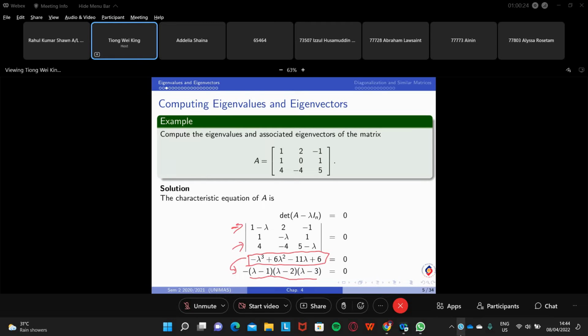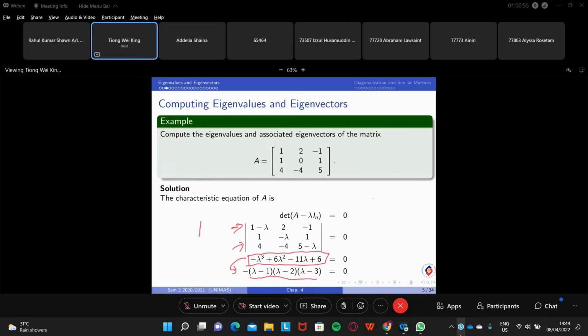Do you know how to do long division? Do you still remember? Yes, sir. Okay, then from there you just do long division. So I will not show you how to do long division unless you need me to show you. For the chat box, you say you still remember, so no need.